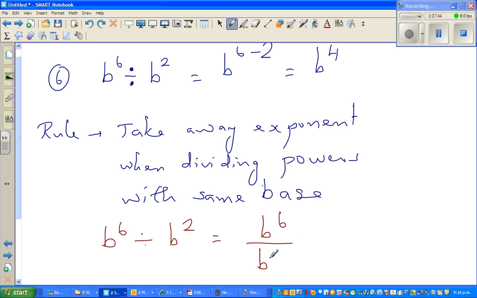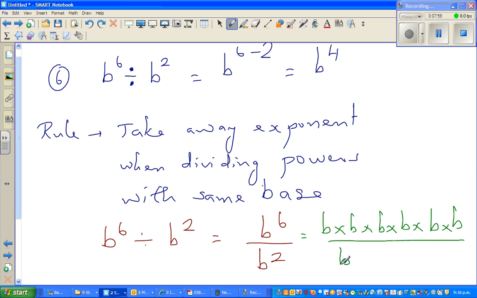So b to the power 6 is b times b, six times. Multiply b, 1, 2, 3, 4, 5, 6, divided by b squared, which is b times b. So what will happen, you can cancel the 2 b's, so what is remaining is 4 b's multiplied. So b to the power 4.